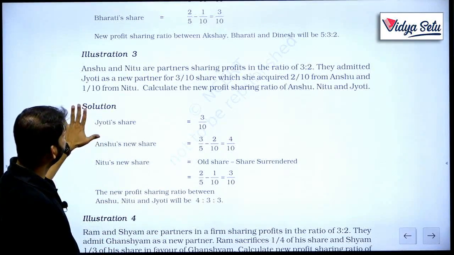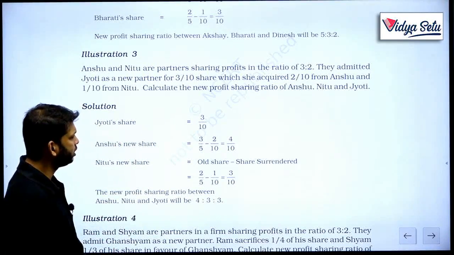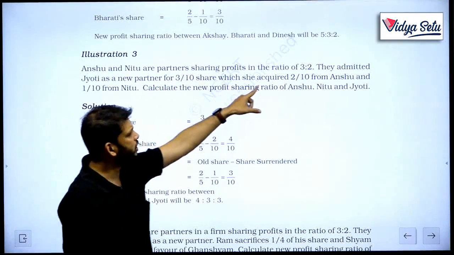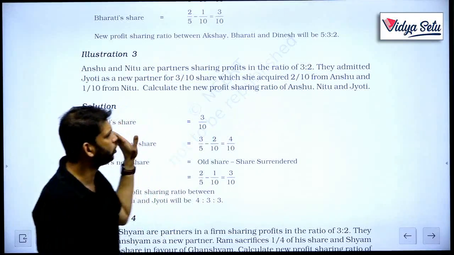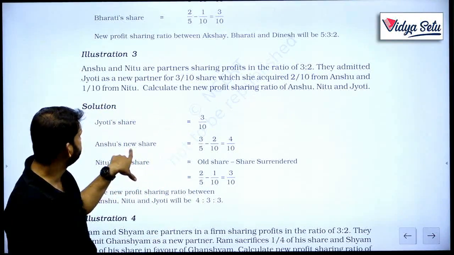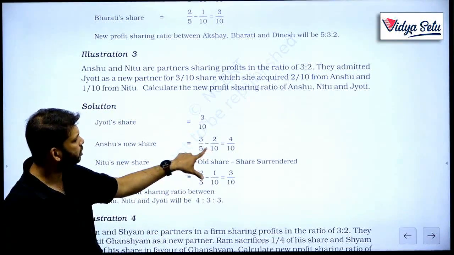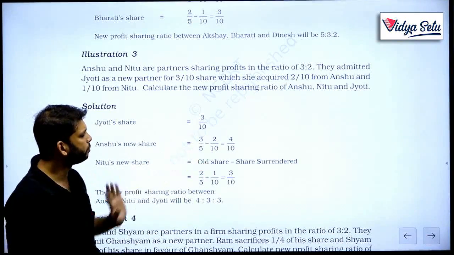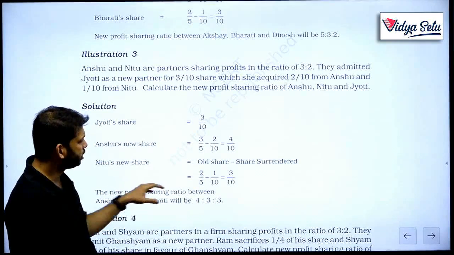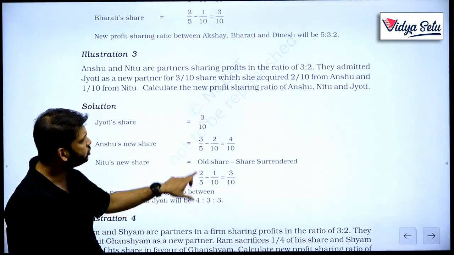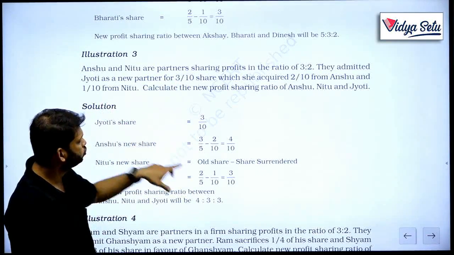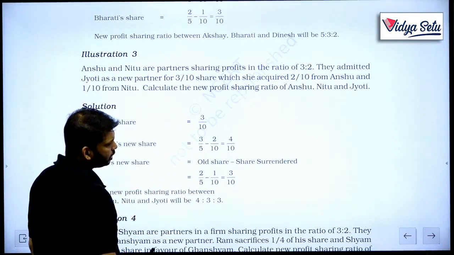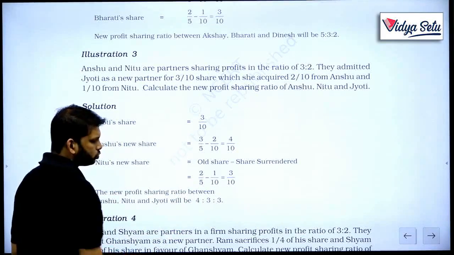So, we know that Jyoti's share is 3 upon 10. How is she getting this 3 upon 10? She's taking 2/10 from Anshu and 1/10 from Neetu. So, Anshu's share will be reduced by 2/10. Her share was 3 upon 5 minus 2/10 she's sacrificing. So, remaining is 4 upon 10. Neetu's share was 2 upon 5. She is also sacrificing 1 upon 10, so it becomes 3 upon 10. The denominators are equal, so we get 4:3:3.